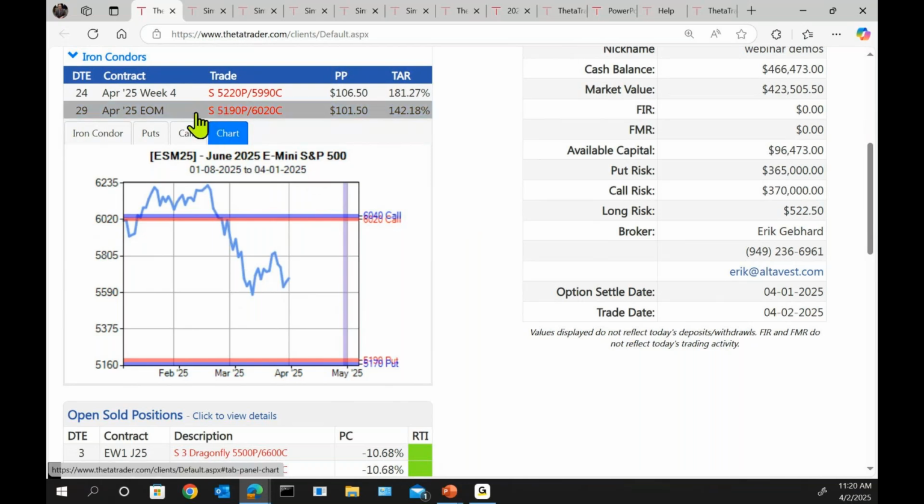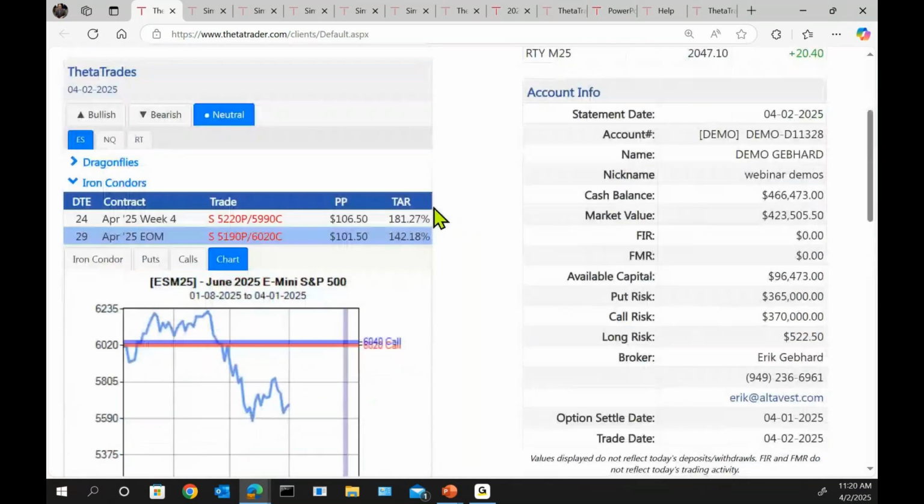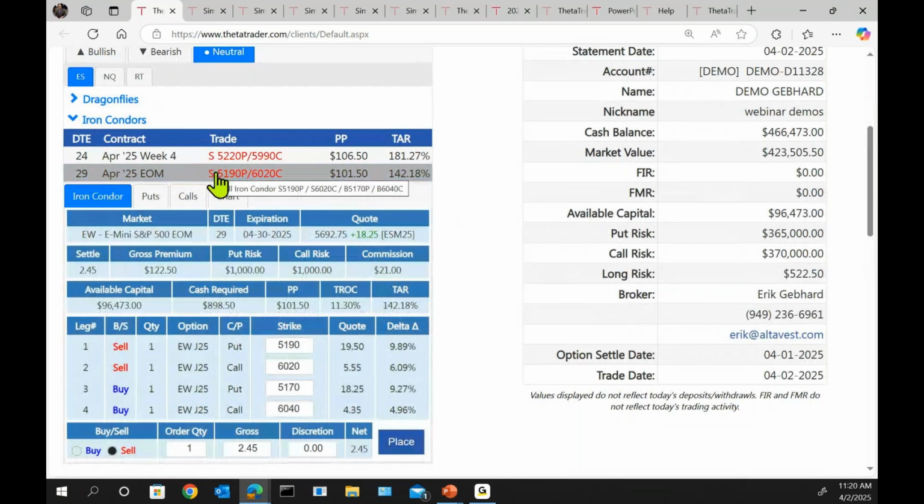And you'll notice as well, even before clicking on the trade here, it gives you a brief summary of the trade. So you're selling the 51.90 puts and the 60.20 calls. And then you'll notice here, this is your profit potential at expiration on the trade. And then this is called the targeted annualized return at expiration.